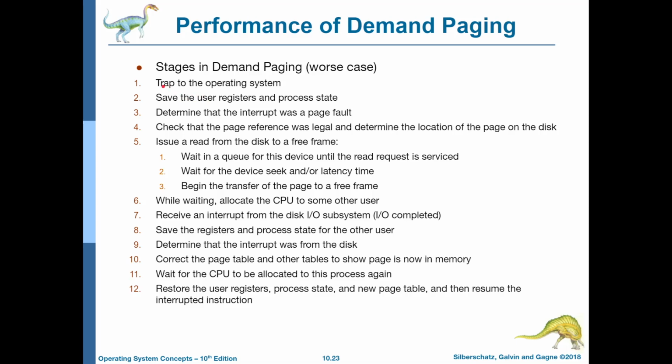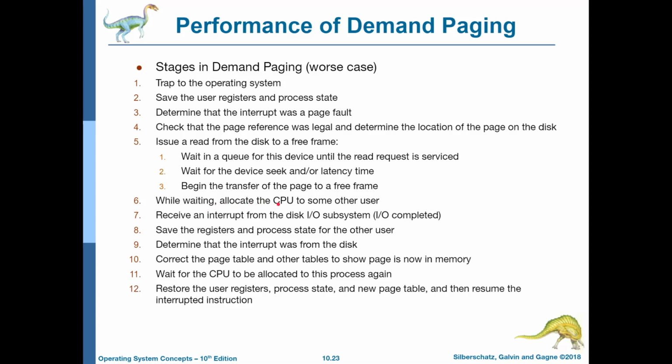The first thing that has to happen is we trap to the operating system, which means a context switch. The operating system needs to determine that the page fault happened and that it was legal, and that the page that needs to be loaded is on disk. It then performs a disk operation, which means it has to wait in the queue for the read to happen. Then there is any seek or latency time, and the transfer from the drive to the system.